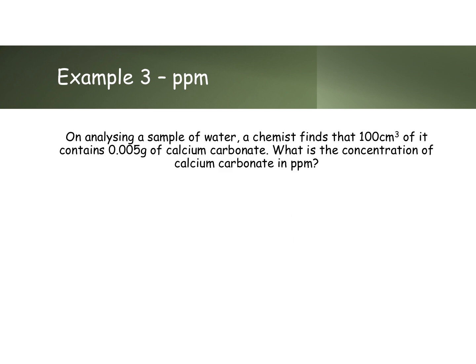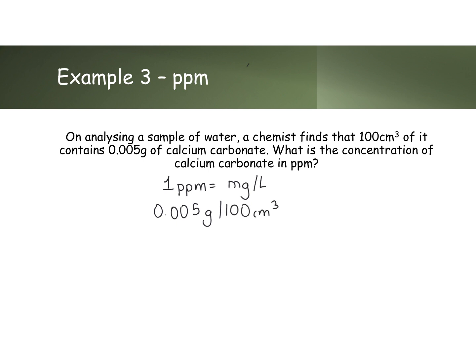Example 3 is a little bit more difficult, but nothing we can't handle. Here it says, on analysing a sample of water, a chemist finds that 100 centimetres cubed of it contains 0.005 grams of calcium carbonate. What is the concentration of calcium carbonate in parts per million? To begin, I'm going to write down what I know parts per million is, and 1 part per million is equal to milligrams per litre. Here we have 0.005 grams per 100 centimetres cubed.